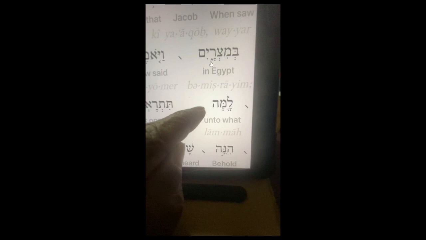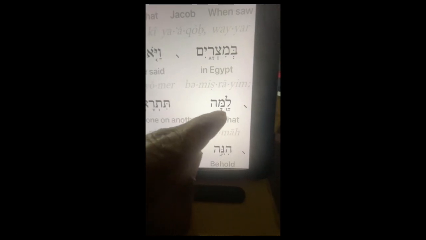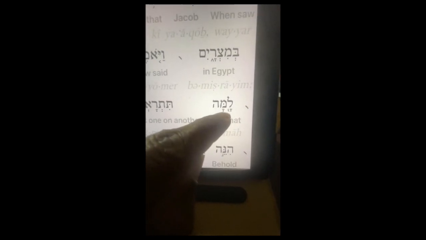Just like this right here, the little atnah means something. All of these mean something, and it's not Yiddish. It's classical Hebrew that they spoke in the 9th century. Lomo. That's going to be the pronunciation.